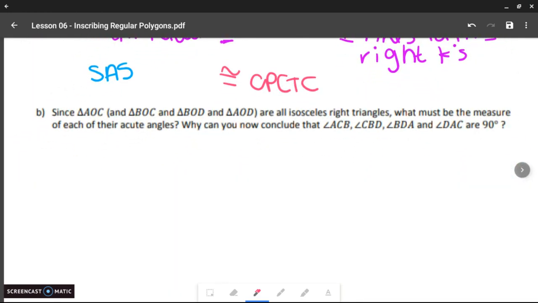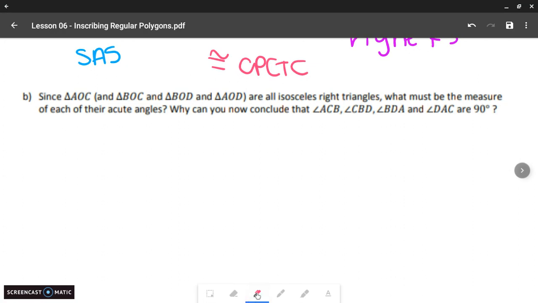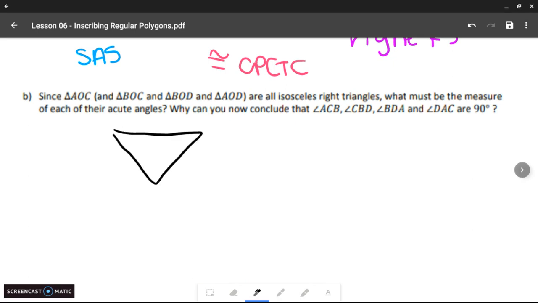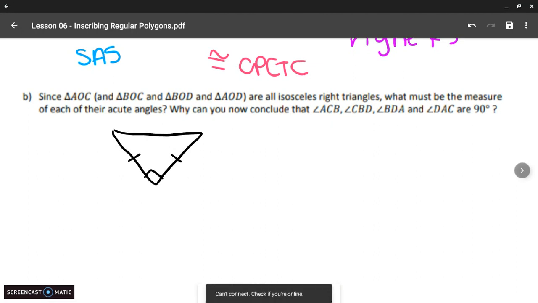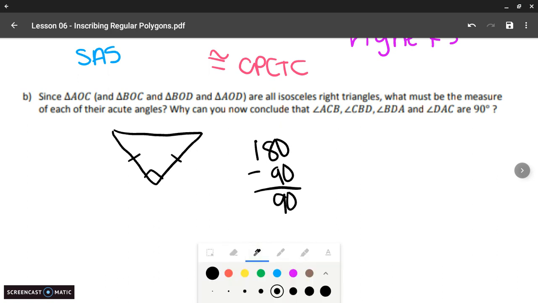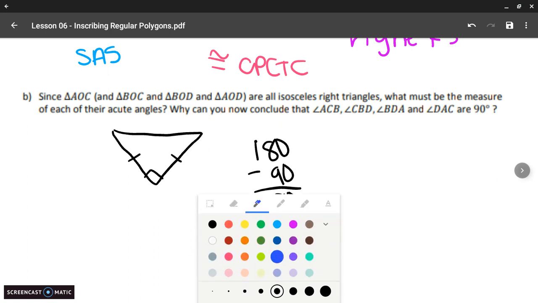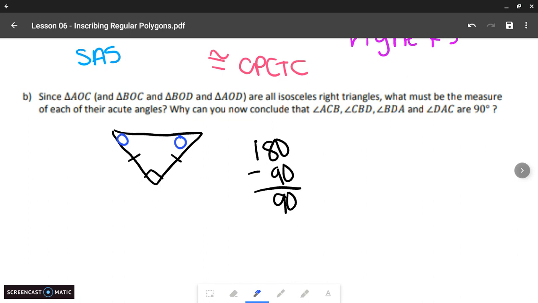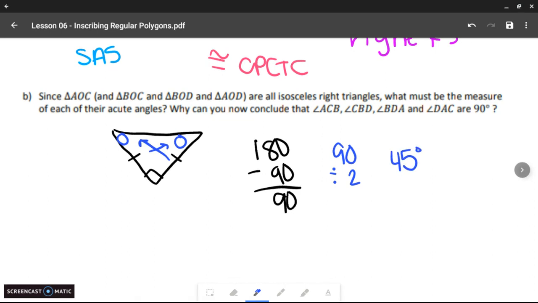If that's true, we want to know what must be their acute angle measures. So let's think about that for a second. If I had AOC, and I'm not drawing this to scale, think about what we know about triangles. They add to 180 degrees. So we already know 90 can come out because we have that angle. If that's true, and we mark that it's isosceles, what we have to recall is that these two angles here are special because they have to be congruent to one another. They're our base angles. They're across from the congruent sides. So if there's two equal angles, we're going to take 90, the remaining amount, and divide it by 2. So we know each of those angles are 45 degrees.